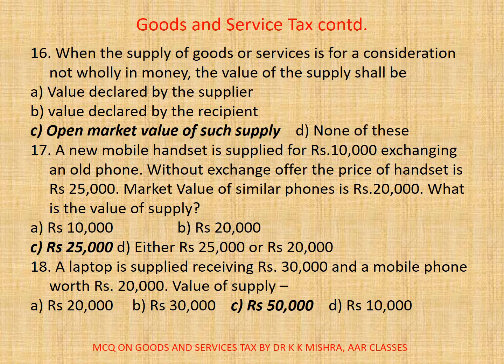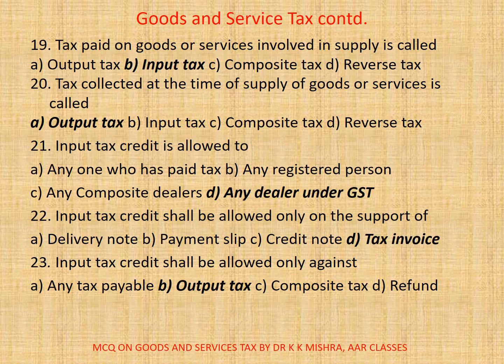18. A laptop is supplied receiving rupees 30,000 and a mobile phone worth rupees 20,000. Value of supply here is, options are A, rupees 20,000, B, rupees 30,000, C, rupees 50,000, D, rupees 10,000. The correct option is C, rupees 50,000.